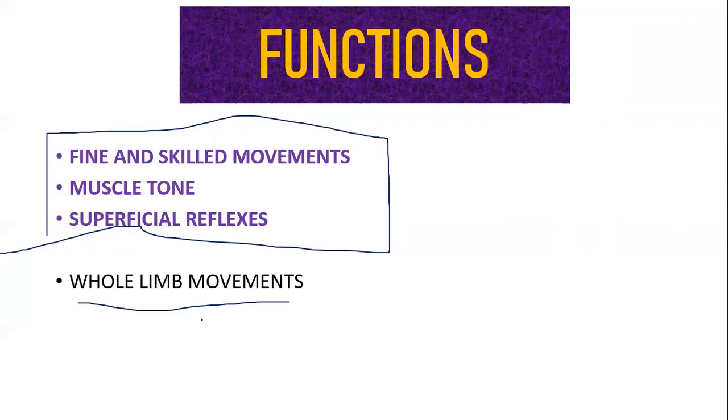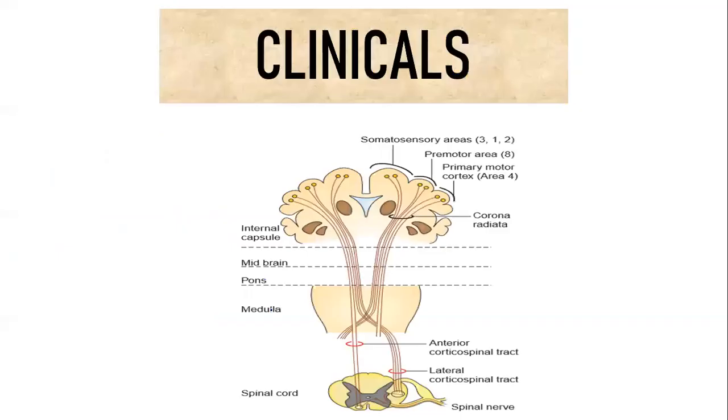So now, if a patient has a lesion in this corticospinal tract, what is going to happen? Fine and skilled movements will be lost. Muscle tone is going to become abnormal. Superficial reflexes are going to be lost. And limb movements are going to be affected. So if there is a lesion, all these are going to be affected. You need to understand where the lesion is. So we'll go on with the clinicals now.